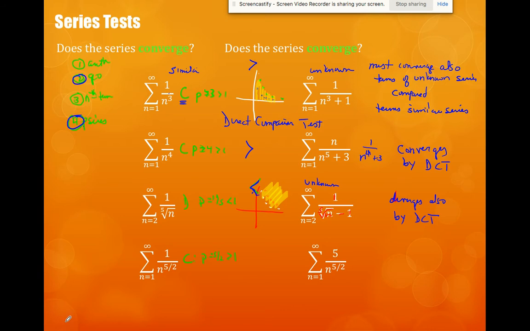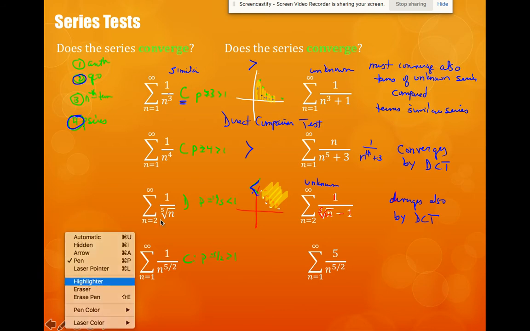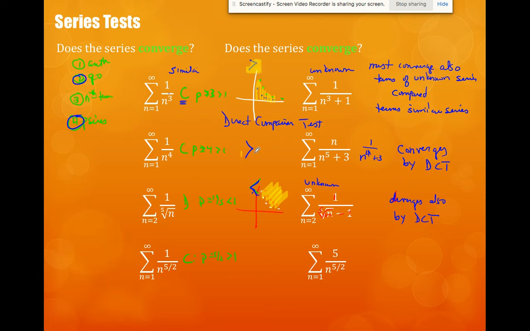Notice that the super important piece of the direct comparison test was: converge, the similar has to be bigger than the unknown. Diverge, the similar has to be smaller than the unknown for you to be able to make that conclusion. So let's look at this last one.